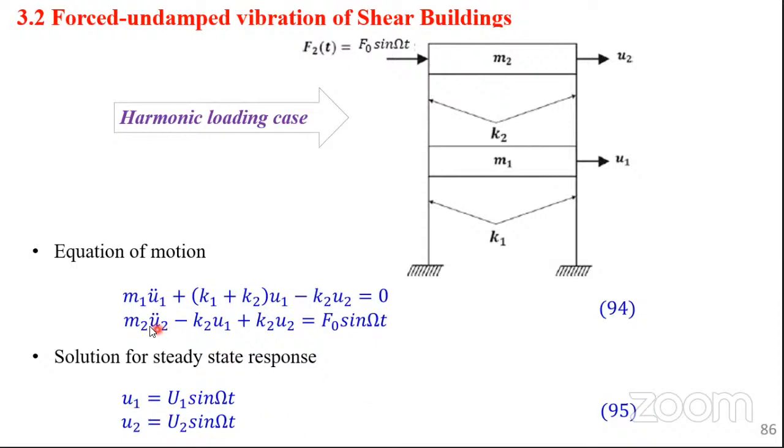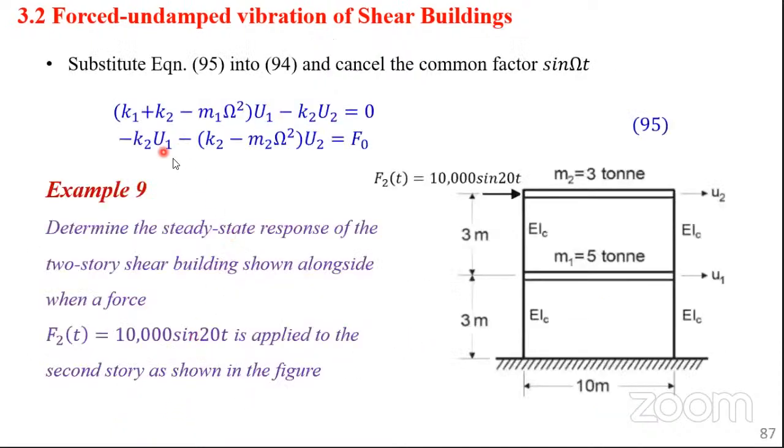We found that the typical solution for this kind of equation 94, especially part B, is of this nature: u1 sine omega t and u2 sine omega t, or capital omega t. So these are the typical solutions for the steady state response. And this is what we are solving to get the value U. So what you just need to do is substitute the solution, equation 95, into the problem, and of course cancel the common factors. You're going to get equation 95 as a steady state response.